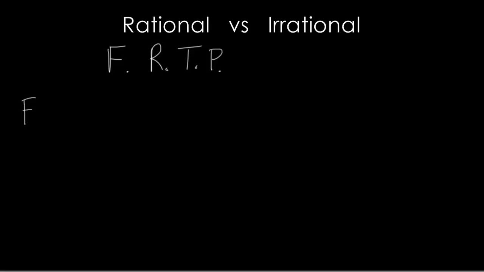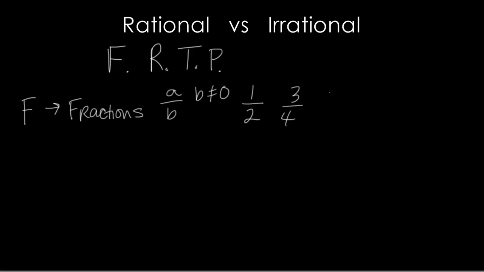Okay, so let's start with F first. The F stands for fractions. So if a number can be written as a fraction, then it's rational. What is a fraction? Well, it's any integer a over b, where b is not equal to 0. 1/2 is a fraction. 3/4 is a fraction. 15 over 45 is a fraction. You can even have improper fractions, like 10 over 6. These are all fractions. What about negative fractions? Yes, negative 5 over 6.